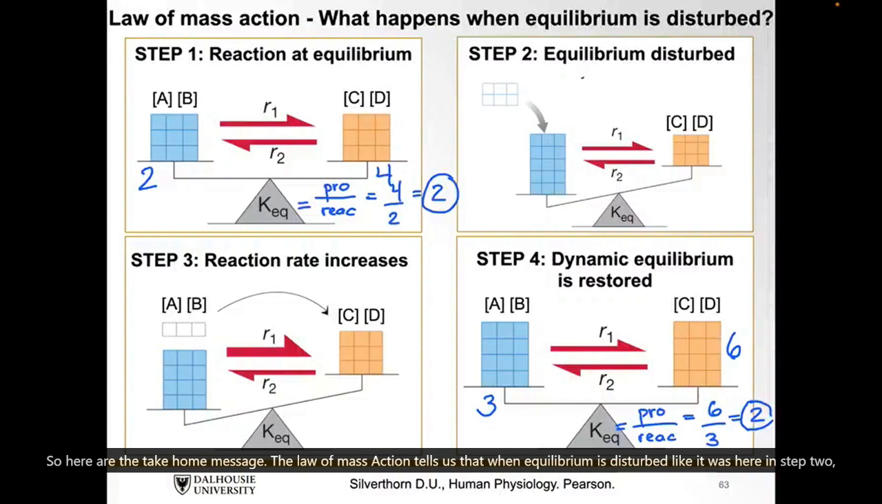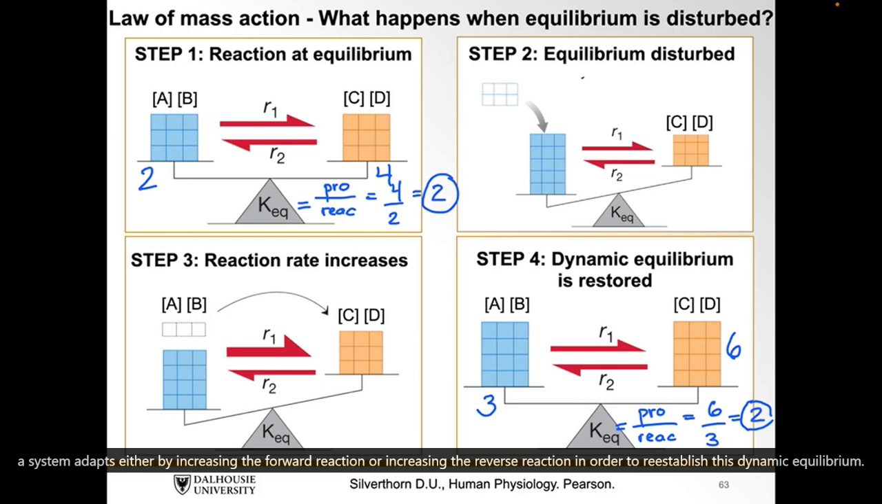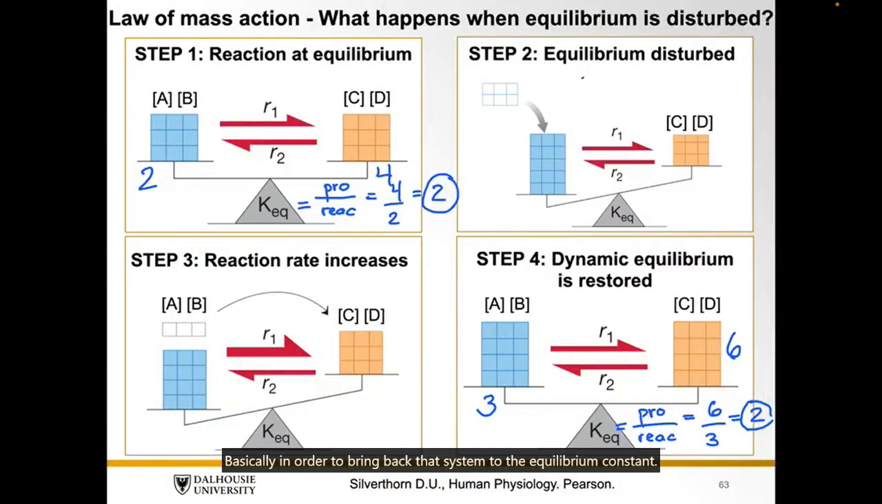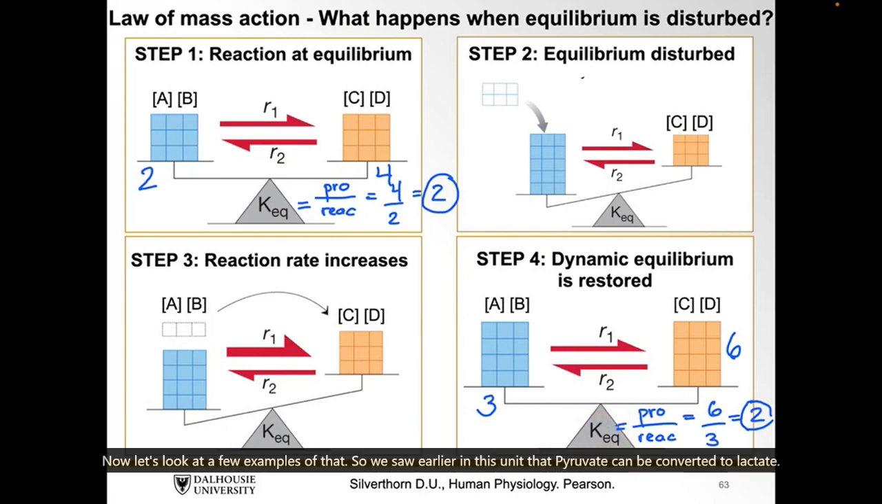So here's the take-home message. The law of mass action tells us that when equilibrium is disturbed, like it was here in step 2, a system adapts either by increasing the forward reaction or increasing the reverse reaction in order to reestablish this dynamic equilibrium. Basically, in order to bring that system back to the equilibrium constant. Now let's look at a few examples of that.